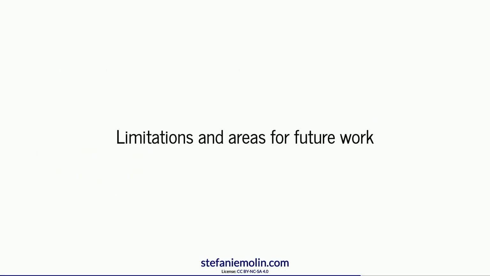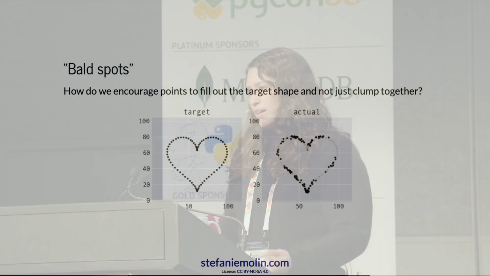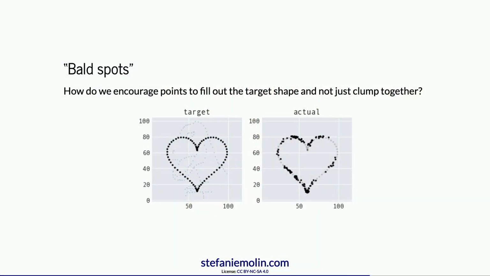Okay, so I want to talk about some limitations of all this and some areas for future work. So the first thing is what I call bald spots. So probably when I introduced this in the beginning, you were picturing something like on the left, where the heart looks very nice, perfectly filled. But what ends up happening is something more on this side. So you can see, for example, here, where it's faded out, no points ended up in this bit or on this curve here. But we have tons of points that clumped all together in the bottom.